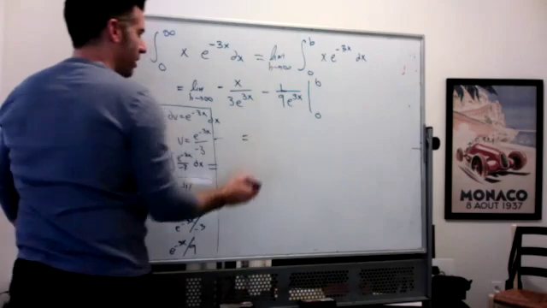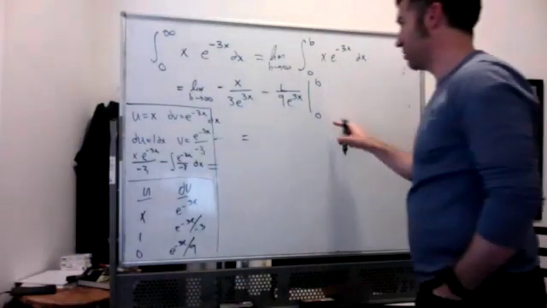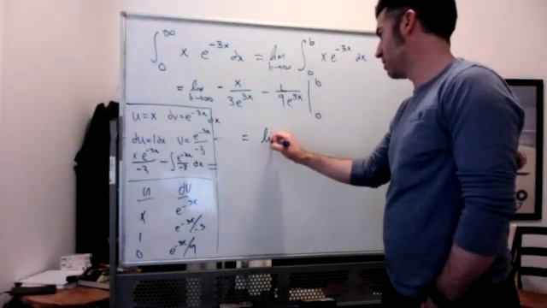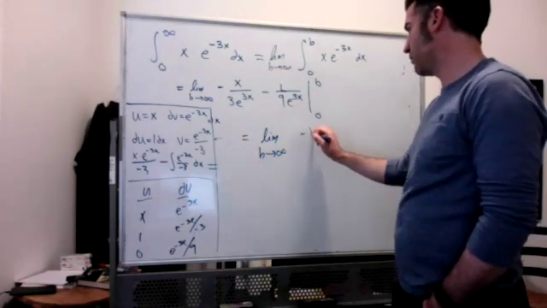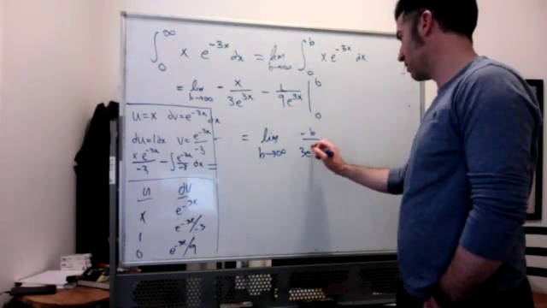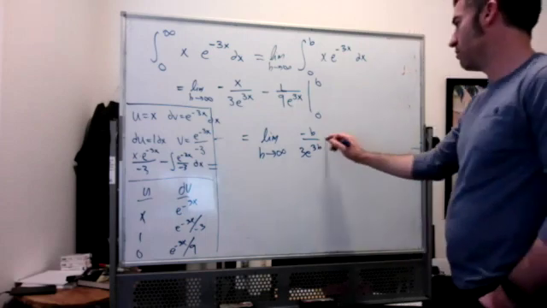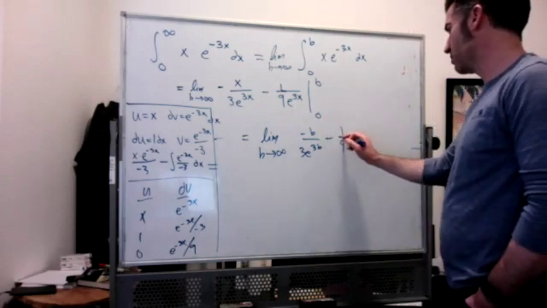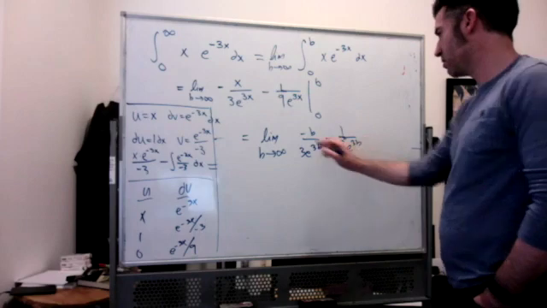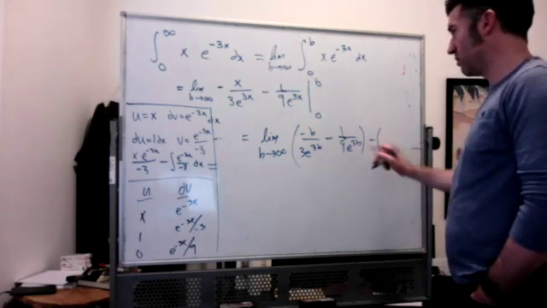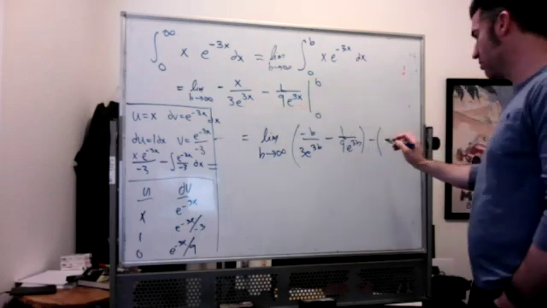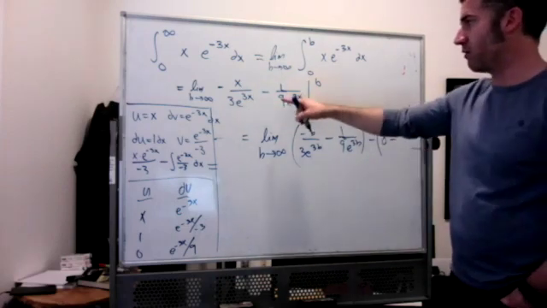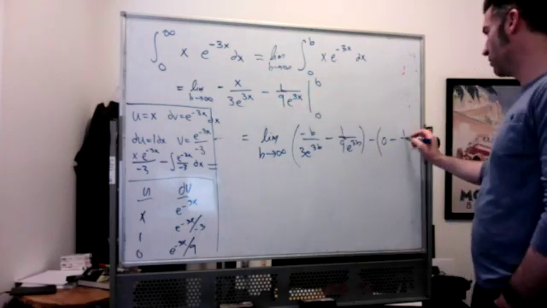So now we're plugging in on some integration. We get the limit as b goes to infinity of negative b over 3e to the 3b minus 1 over 9e to the 3b, minus, and then we plug in 0. We get 0 over e to the 0, minus 1 over 9e to the 0. So 1 over 9.